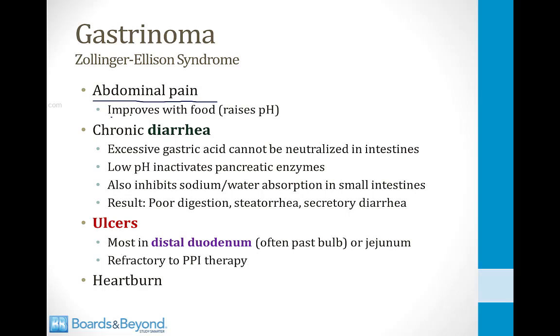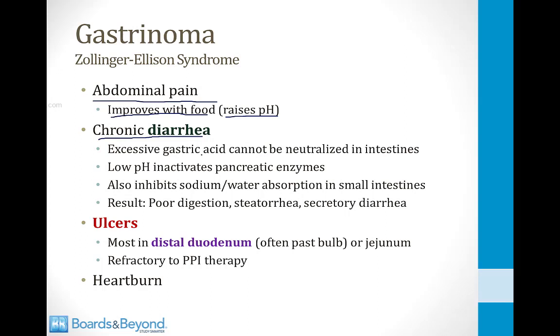This symptom will improve with food because food will temporarily raise the pH and slightly neutralize the stomach contents, and this will provide some brief relief. Patients with a gastrinoma also develop chronic diarrhea. So why does this occur? Well, all that acid overwhelms the neutralizing capacity of the intestines. Normally, when food reaches your intestines, the pH rises, but this can't occur when there's excessive acid.